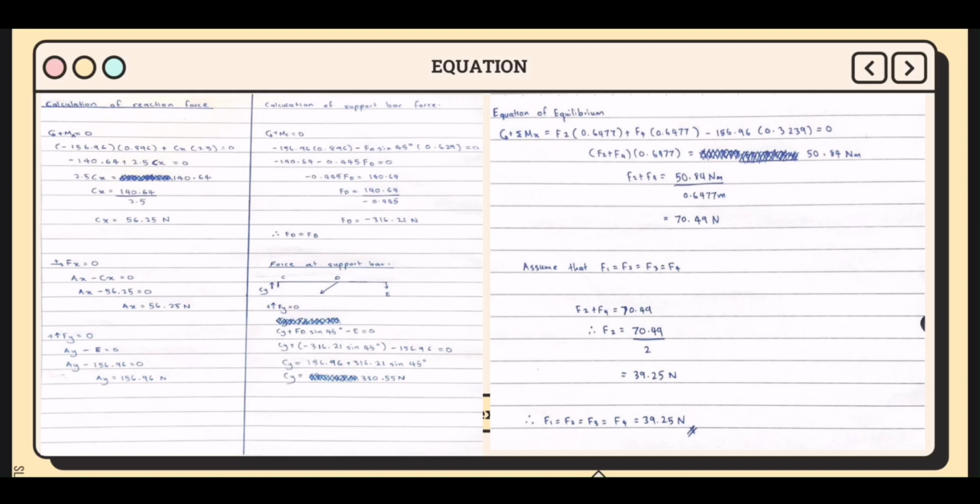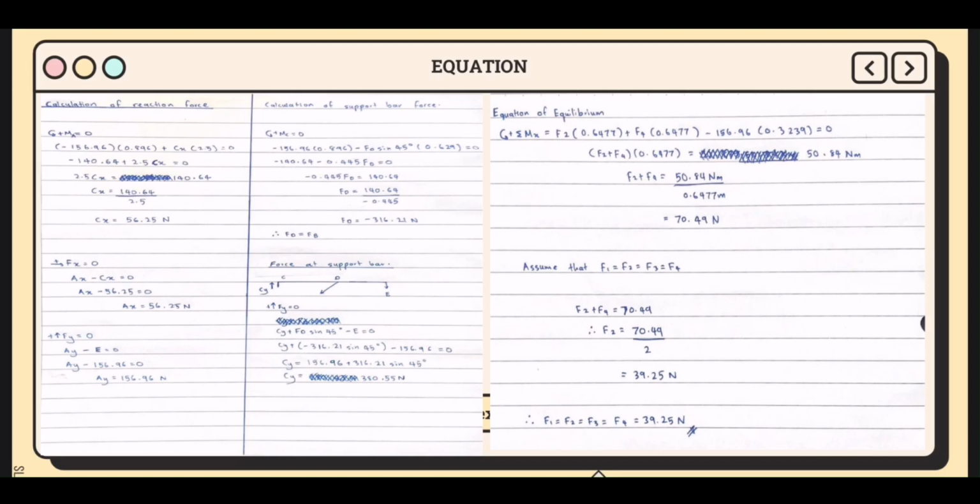360.21 Newton. Second, to find the Cy value, we use summation Fy equal to 0 by adding the force at point E with 316.21 sine 45 degrees. So the result we will get is 380.55 Newton. After that, we use the equation of equilibrium to find forces F2 and F4.